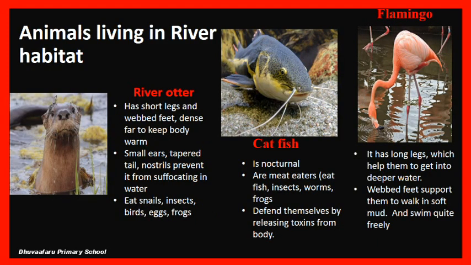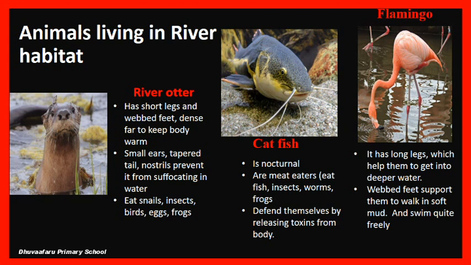Animals living in the river. River otter. It has short legs and webbed feet. Dense fur to keep the body warm. Small ears, a tapered tail, and nostrils prevent it from suffocating in water. It eats snails, insects like birds, eggs, frogs.